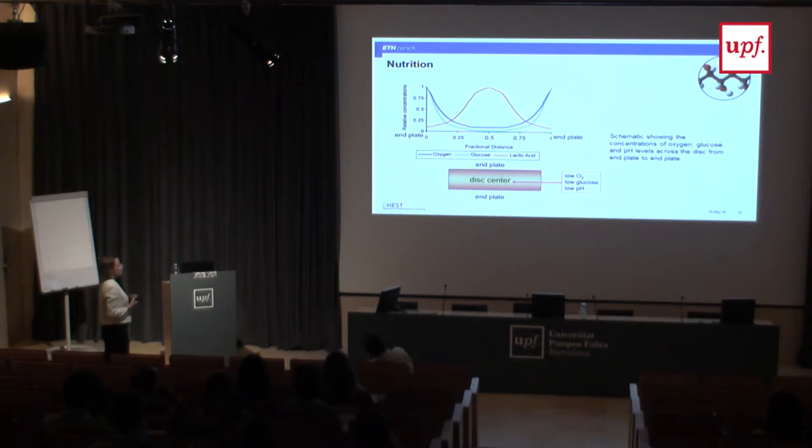And of course, because you have blood vessels in the vertebra and the outer annulus fibrosus, in the outer areas you still have quite good oxygen and glucose. And the more you come to the center, the lower these levels will be, which means your cells are more and more starving. On the other hand, you have something called lactic acid, which you probably know is a metabolic byproduct. And as the name tells you, it will also decrease the pH level because it is an acid.